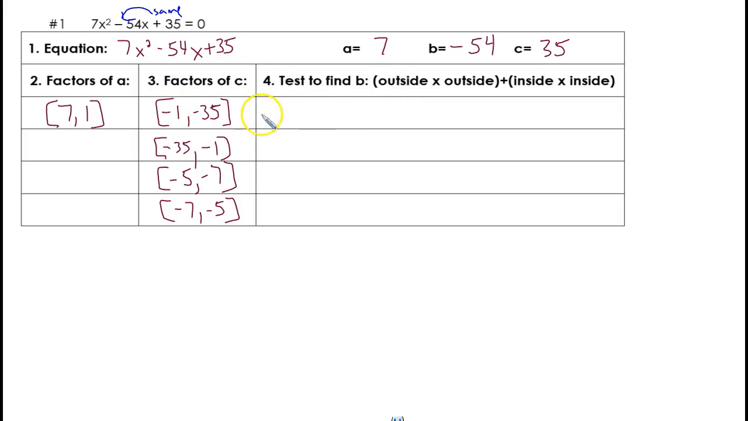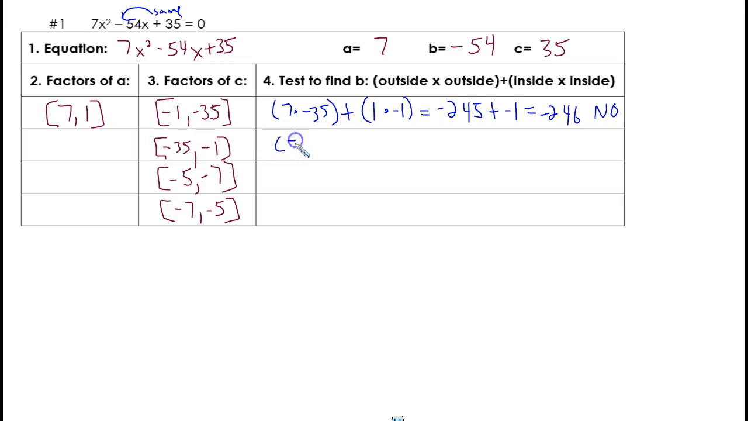Remember, it's outside times outside, so 7 times negative 35, plus inside times inside, 1 times negative 1. We multiply that together and we get, let's see, 7 times negative 35. That is negative 245, I believe, plus negative 1. And you can see pretty quickly that there's no way this is going to work. Definitely not negative 54, so that's a big fat no. We'll move to the second possibility, the second combination.